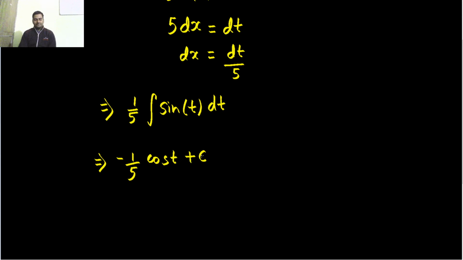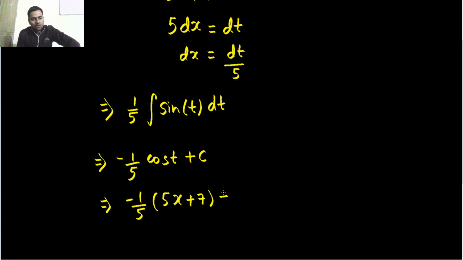Now what I was talking about, t was your substitution. Someone else may have substituted something else. So we need to put back the value of t, which is 5x plus 7 plus a constant c.